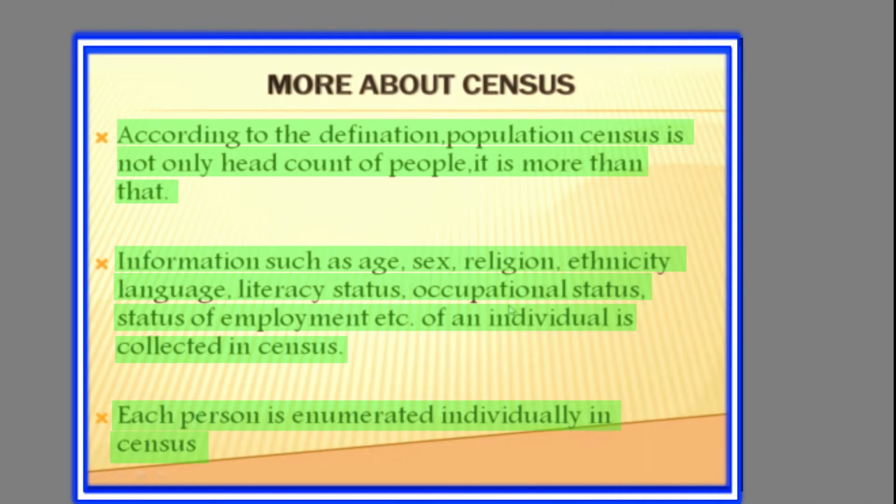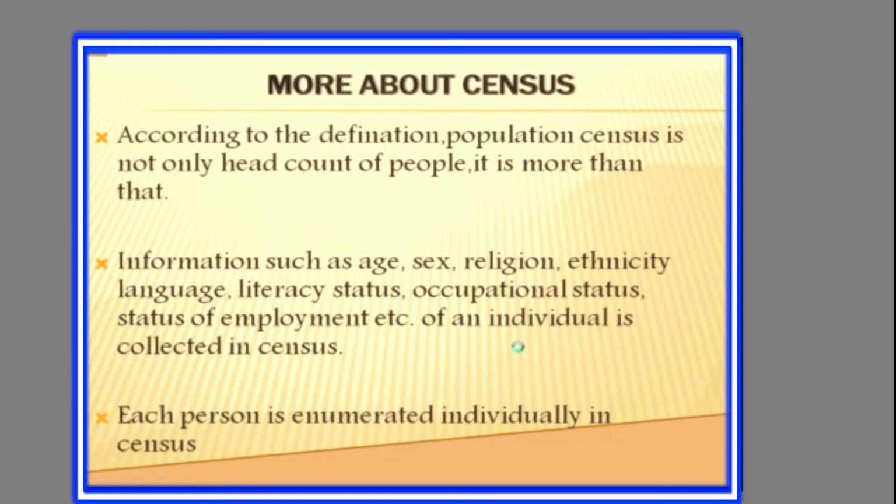This kind of information is collected in a census. Each person is enumerated individually in a census. It's trying to say that every person's information is taken individually in a census, one by one. Let's move to the next slide.